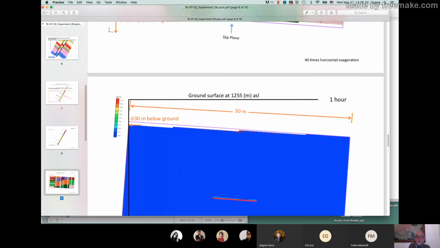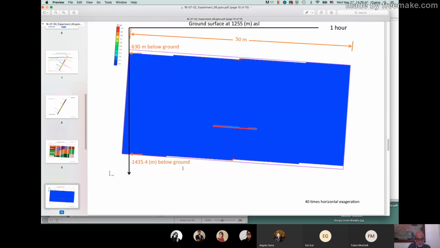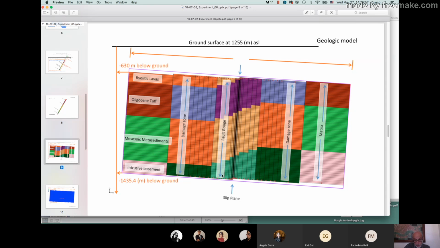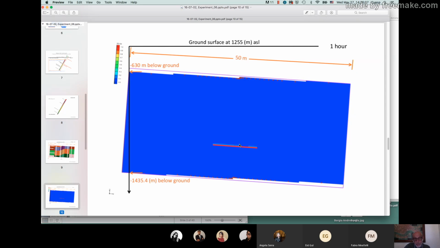This is the first part of the modeling, and you can see that red means CO2 saturation. So I'm injecting CO2 in the fault zone. I'm injecting the CO2 in the fault gauge. At the bottom here, I'm injecting CO2 into the fault gauge. Now, as time passes by, you can see that the fault gauge is fully saturated at the beginning with CO2.